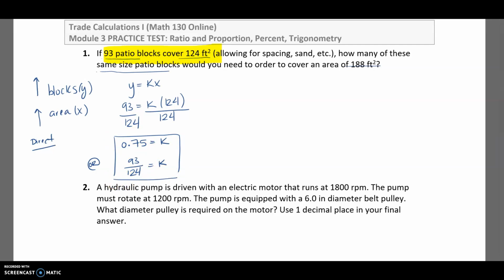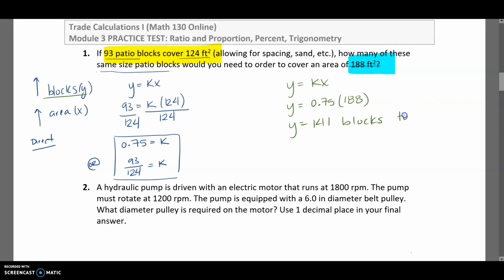Now that I know k, I can use it and my other variable I'm interested in, an area of 188 square feet, to find out how many blocks I would need for that. So I start again with my direct relationship. We have our direct relationship equation again, y equals kx. Here we're trying to find the number of patio blocks, which I left as variable y, times our value we found for k. You could use the decimal form since it terminated, or keep it as a fraction, either way, times x is 188 square feet. You can do the calculation, y equals 0.75 times 188, and we get 141 blocks are needed to cover 188 square feet.